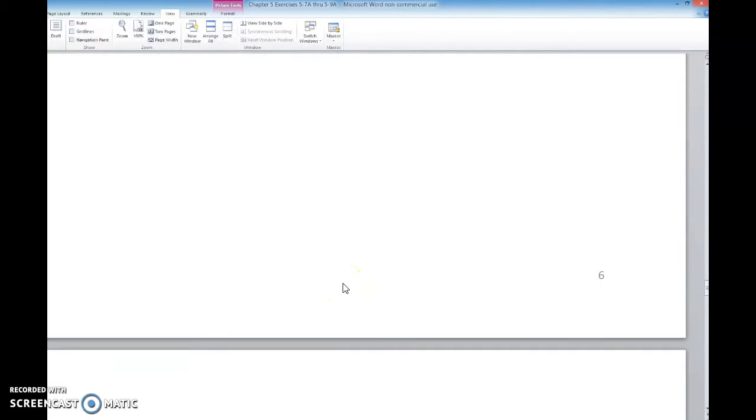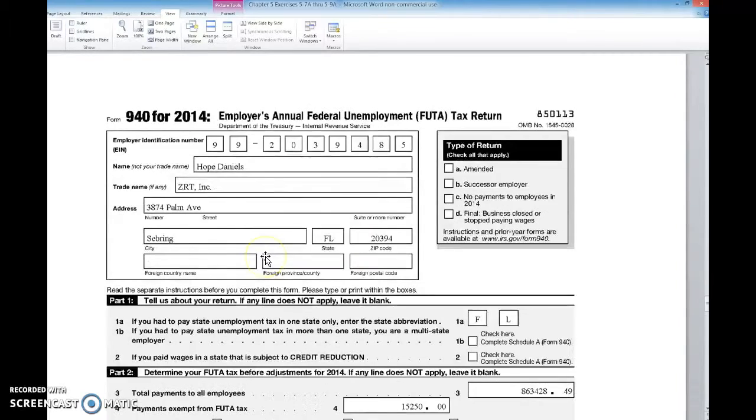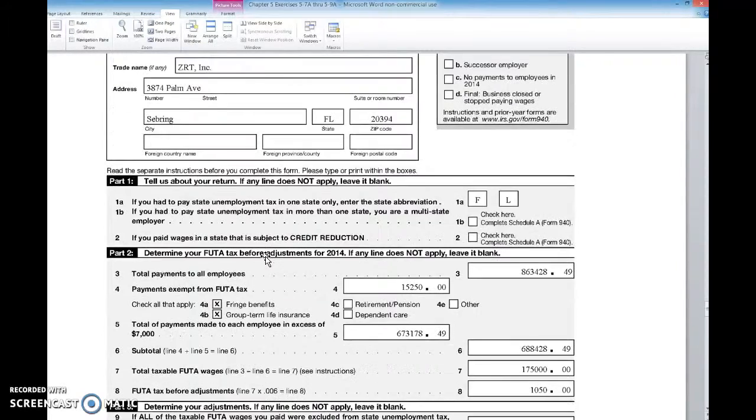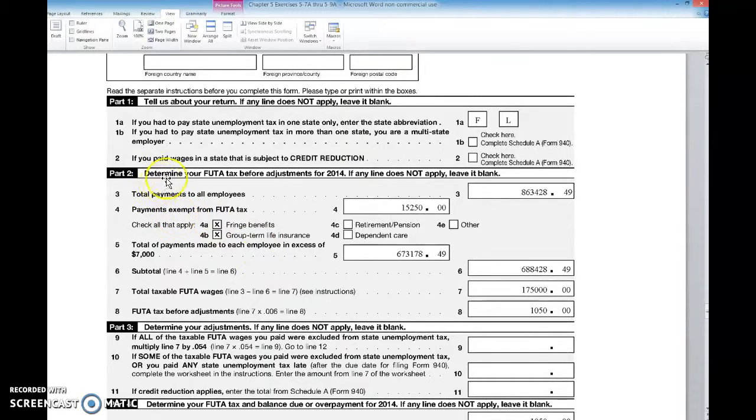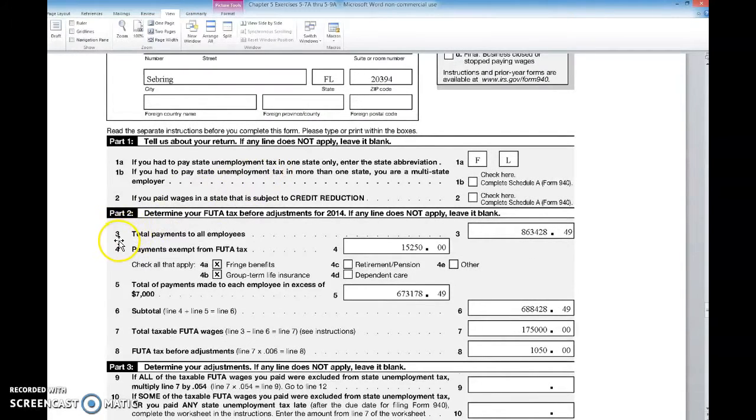All right, so let's fill out form 940. As you notice, you're going to put in your employer identification number and the company name. And then in part 1, we have to fill in, if you had state unemployment tax in one state only, the state abbreviation, which in this case is Florida. That's where they're residing. All right, part 2, number 3, total payments for all employees. That's the total wages that the employer has paid, $863,428.49.